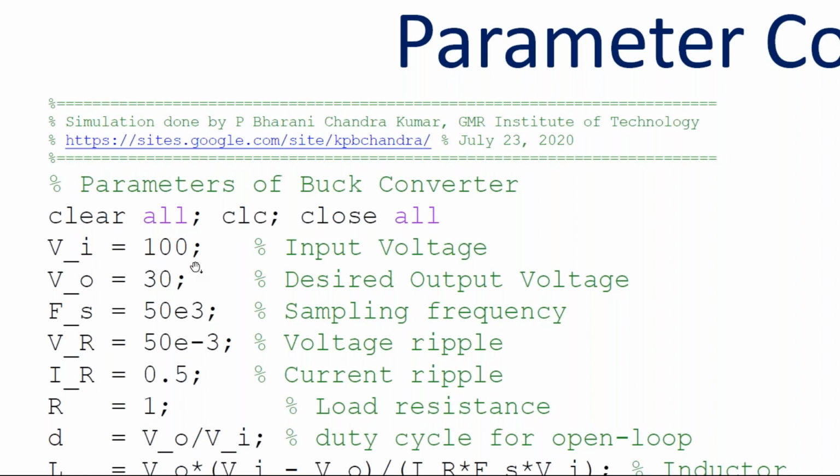The input voltage is 100. Output voltage is 30. And the switching frequency, it is not sampling, it is switching frequency, is 50 kilohertz, so that's why 50 into E3. Whenever you see E, that means into 10 to the power of 3. E minus 3 means into 10 to the power of minus 3. The voltage ripple I want is 50 millivolts. And the current ripple, I assume, should not go beyond 0.5. And the load resistance I assume as R equal to 1.